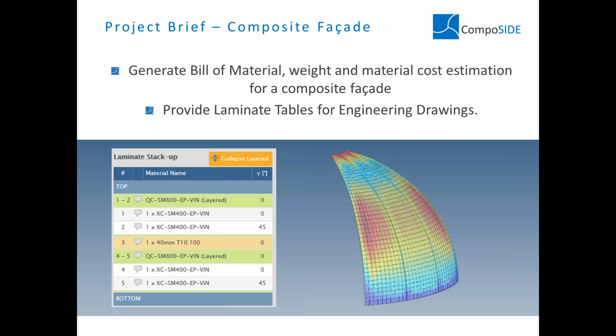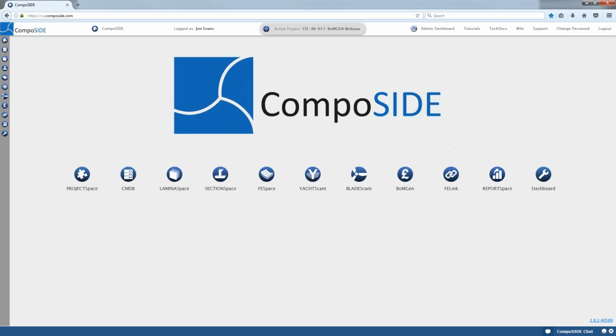So let's do it live. We've got a project brief, which is a composite facade. We need to generate a bill of materials with weight and material cost for a basic composite facade. You can see an image of that on the screen. And we also need to provide laminate tables for engineering drawings. So let's jump into CompoSIDE.